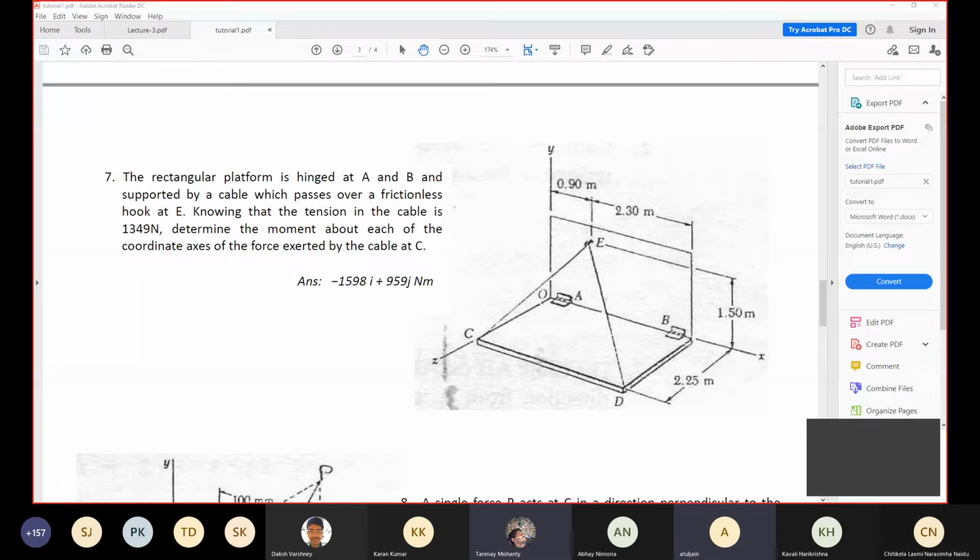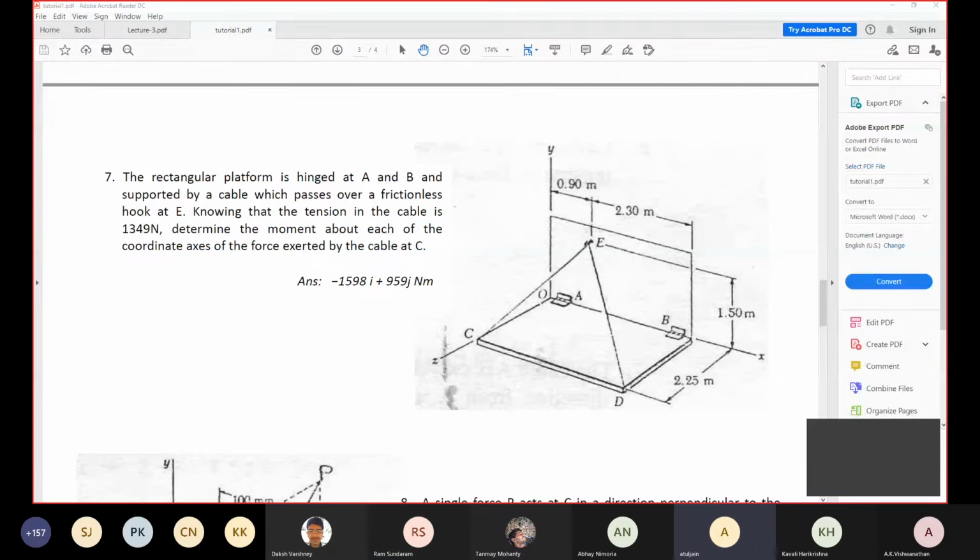Ram Sundaram, wait, one at a time, please. Ram Sundaram, what is your question? Sir, could you do question number 10? But let us finish 7 first. We'll finish up till 7.